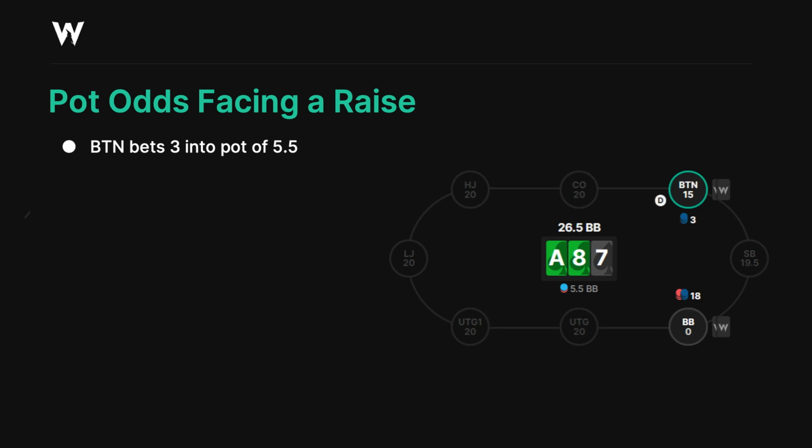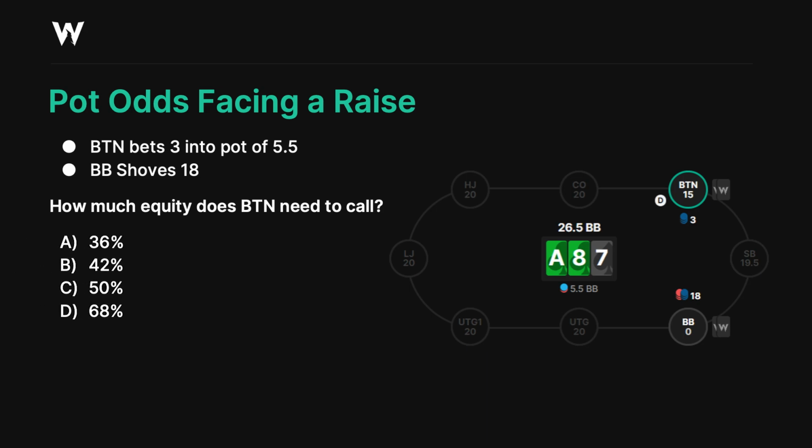All right, let's try pot odds facing a raise. So button bets 3 into a pot of 5.5, and this time a big blind shoves 18 chips. How much equity does button need to call? Take a moment to consider your answer.